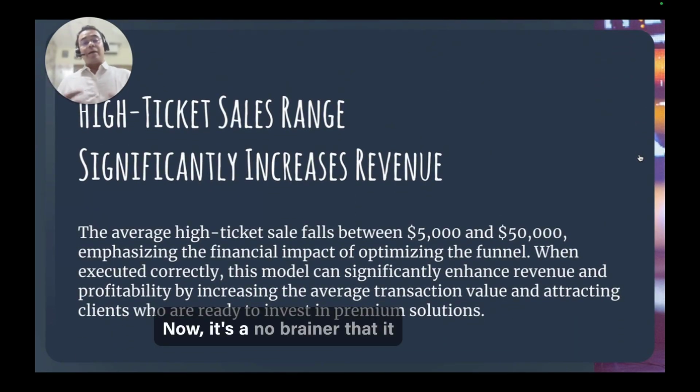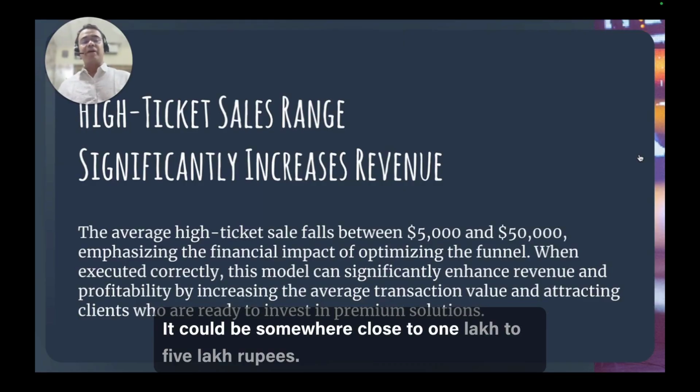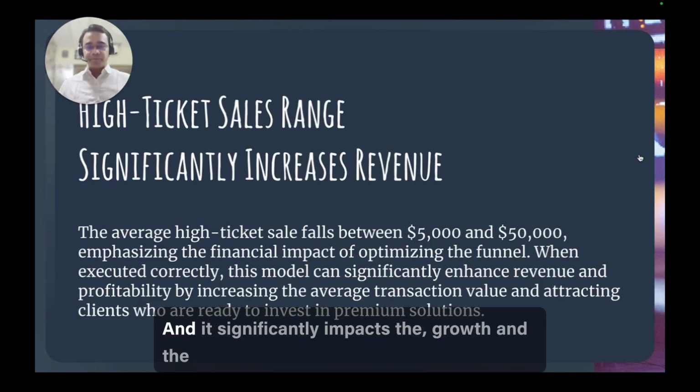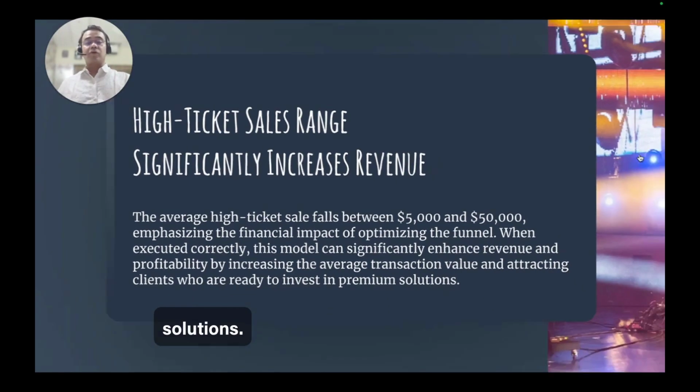Now, it's a no-brainer that it increases the revenue because any high-ticket sale could fall between $5,000 and $50,000. There could be a hypothetical range in India, somewhere close to 1 lakh to 5 lakh rupees, and it significantly impacts the growth and the optimization of the funnel. When executed correctly, this model significantly enhances the revenue and profitability by increasing the average transaction value and attracts clients who are ready to invest in premium solutions.